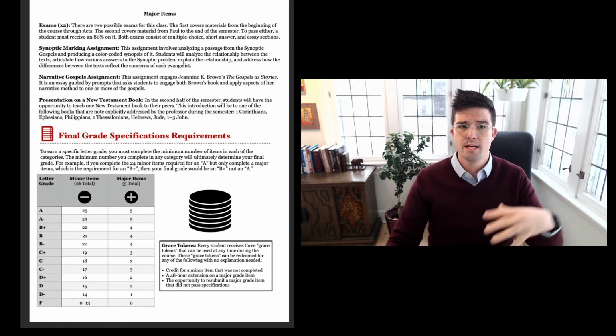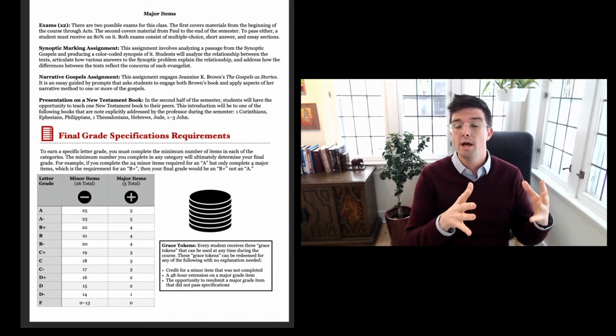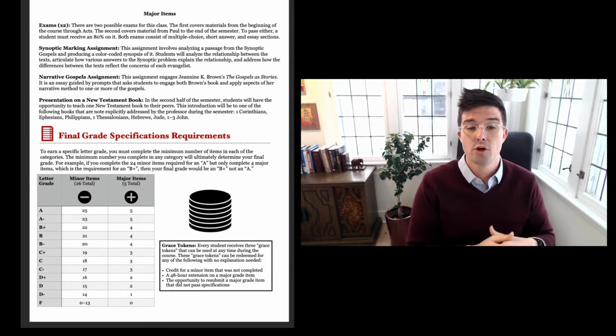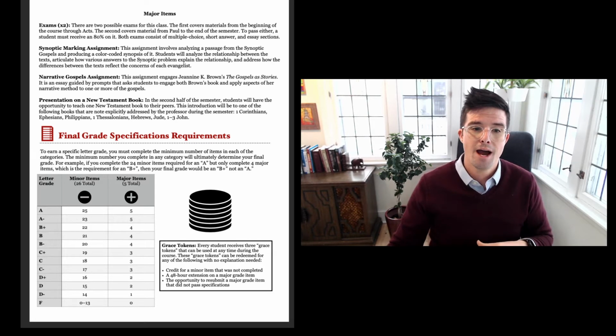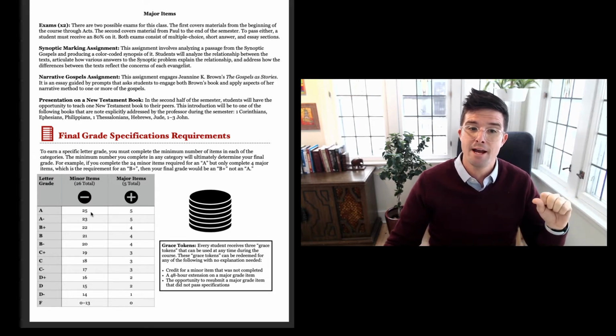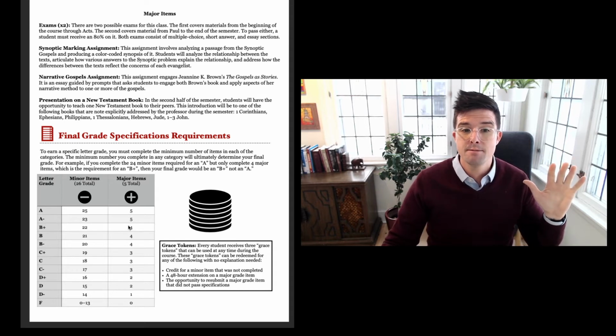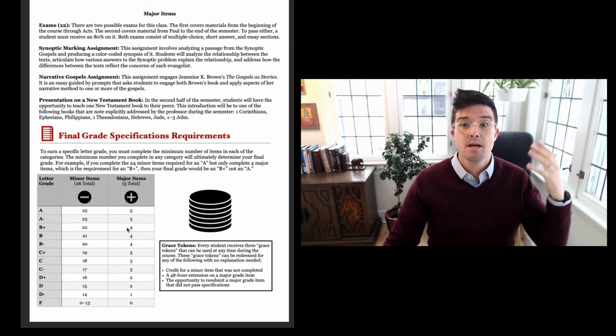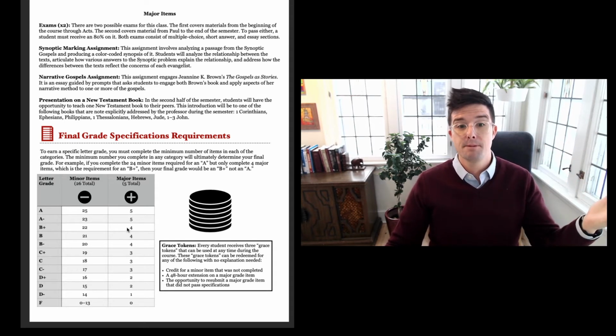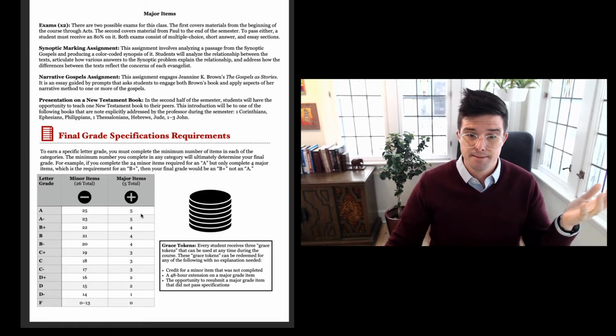And here you see a table breakdown of what you need to do to achieve whatever grade you want in the class. Note that you have to hit both numbers. So if you want to get an A in this class, you have to complete 25 minor items and 5 major items. If you complete 25 minor items, but only 4 major items, you have earned a B+ in the class and not an A.